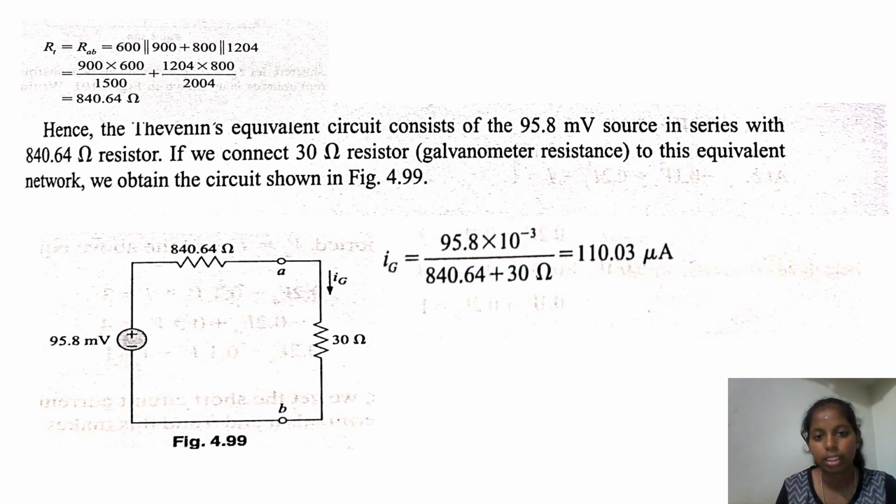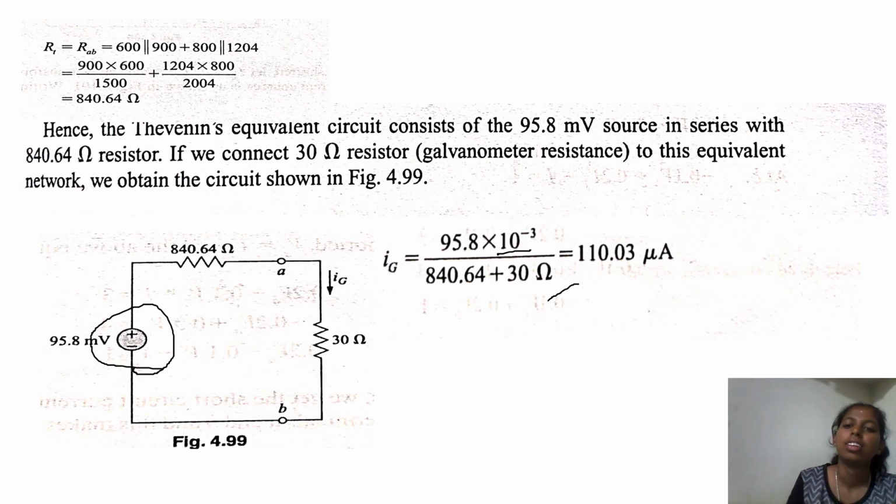If we connect the 30 ohm galvanometer resistance to this equivalent network, we obtain the circuit shown in the figure below. To find the galvanometer current when it is having a 30 ohm resistor, we are having the voltage source 95.8 millivolt, so here it is 10 to the power of minus 3 divided by 840.64 plus 30 ohm ampere. After simplifying it, we get 110.03 microampere.